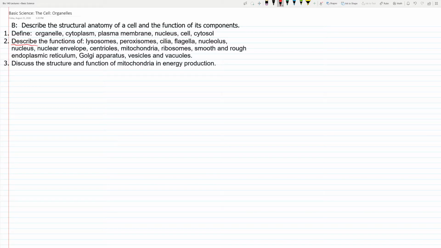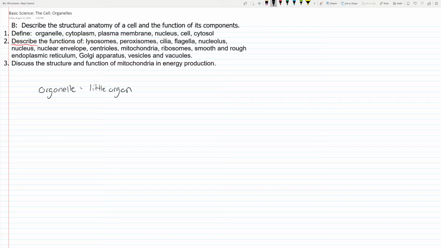Then you get to discuss the structure and function of the mitochondria and energy production. That's education speak for saying know what the mitochondria does, pretty much. So we're going to start off by saying what is an organelle. I've already talked about what an organelle is, and they are literally little organs. It's part of the cell that does a job.